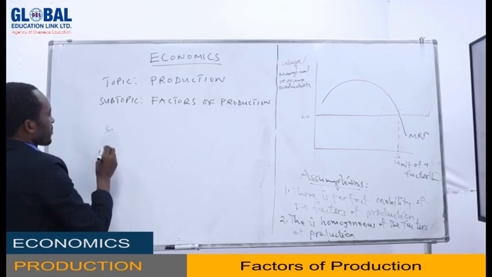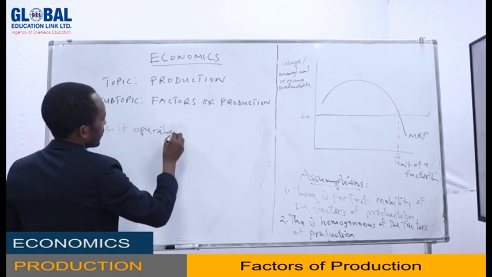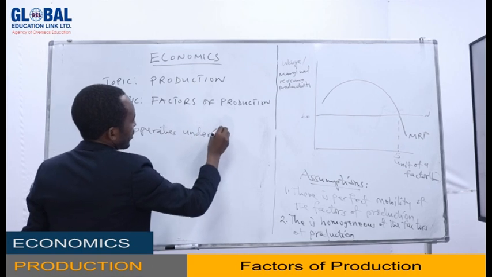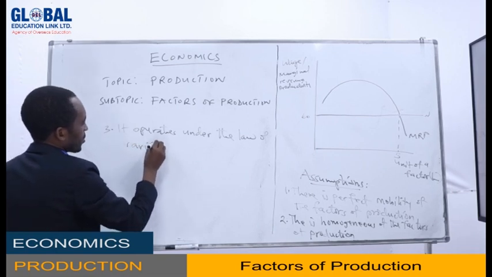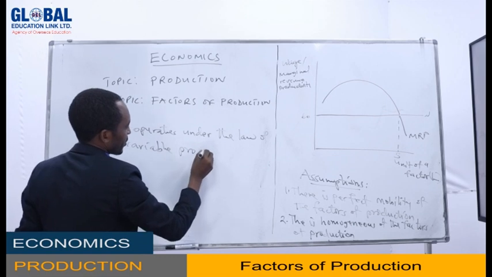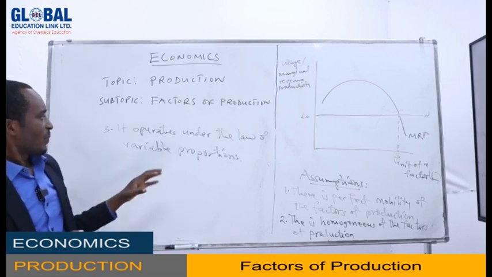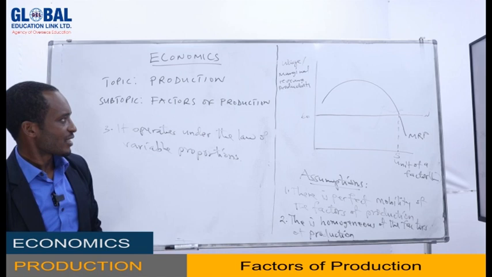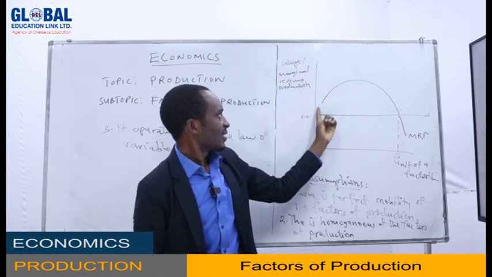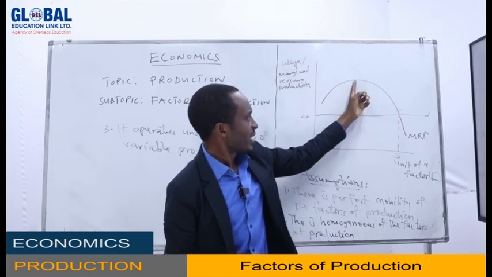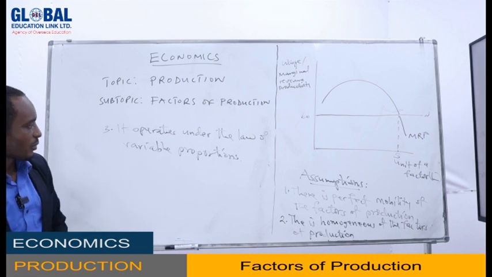The second, we assume that it operates under the law of variable proportions, or it operates under the law of diminishing returns. So as you can see here, the marginal revenue productivity increased then declining. So when declining, it means it operates under the law of diminishing returns or the law of variable proportions.